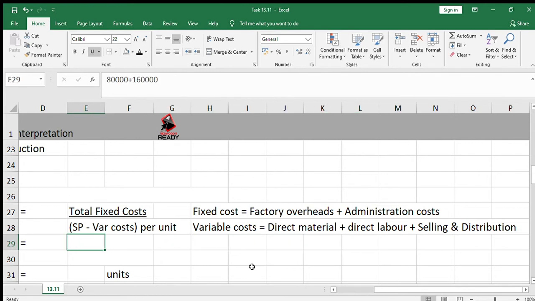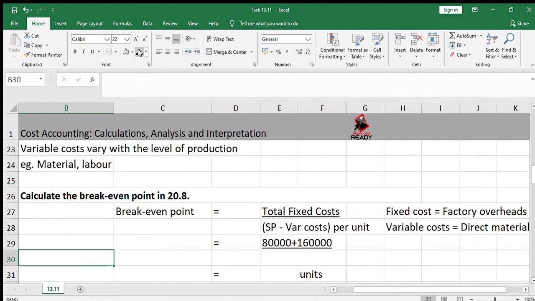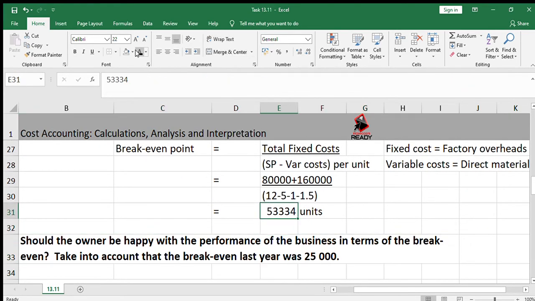Okay, so if you look at the table which we've been given, the total factory overhead is 80,000 and administration costs 160,000. So that's on the numerator. For the denominator, the ice creams are sold at 12 Rand each. The direct material cost is 5 Rand per unit. The direct labor cost is 1 Rand per unit. And the selling and distribution cost per unit given to you in the table is 1 Rand 50. Okay, you would work out that answer and get an answer of 53,334 units.